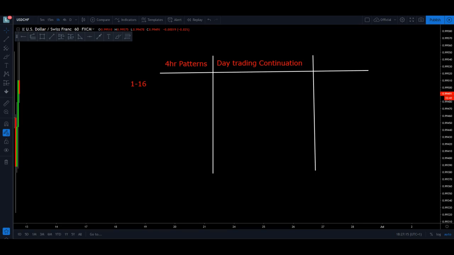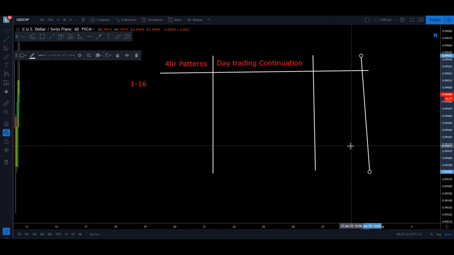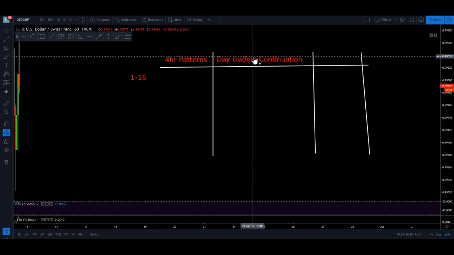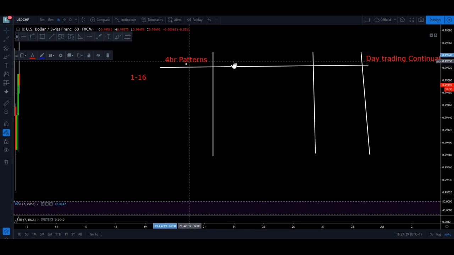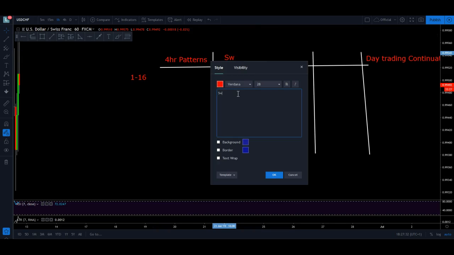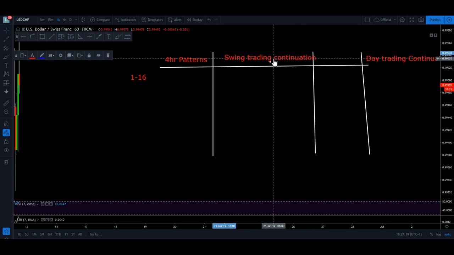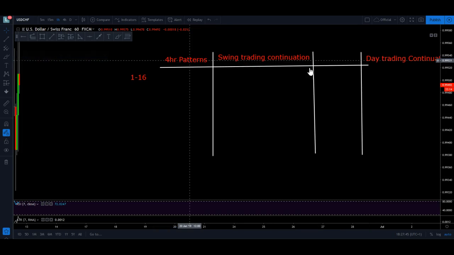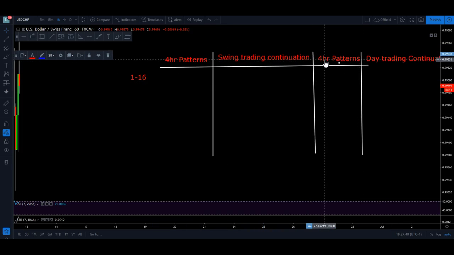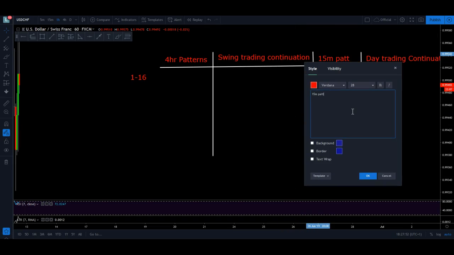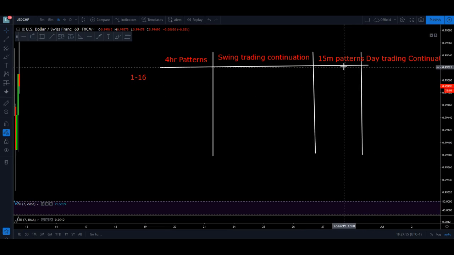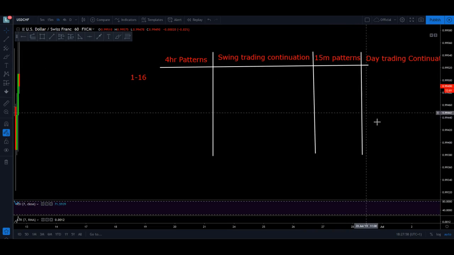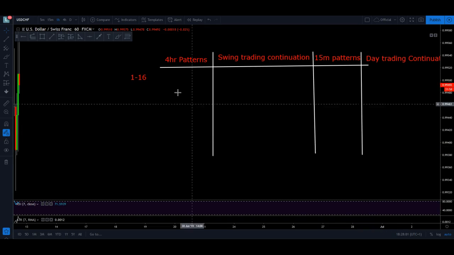Now, can it be more diversified? Yes. And how would you diversify it further? I would do something like this. I would actually have 4-hour, or you can say swing trading continuation. There you go. Can't type. Swing trading continuation, and you can have day trading patterns. So you can have, let's say, patterns on the 15 or the 5 minute, and I feel like this should give you a very well-rounded, timely, diversified portfolio, which you can apply to all of this.